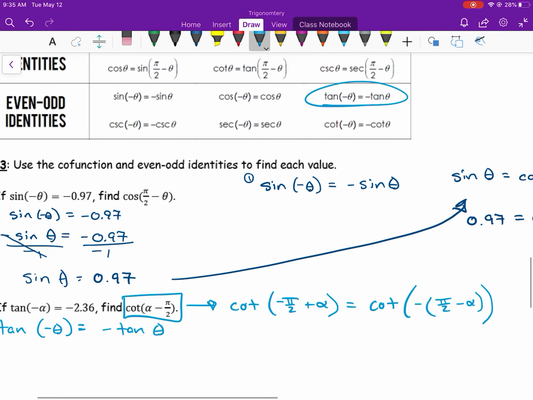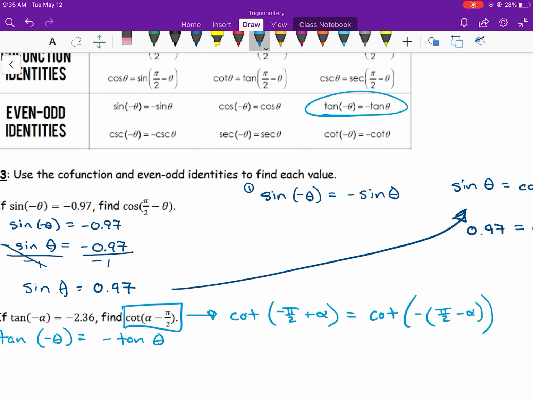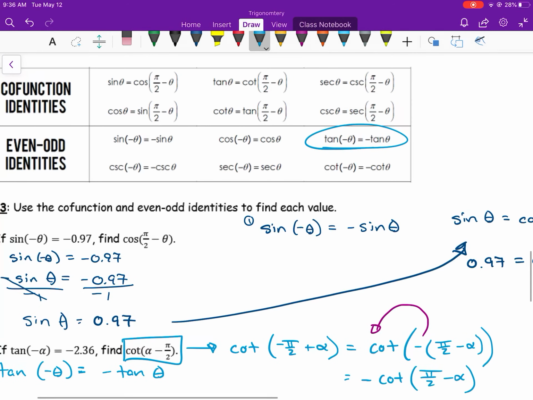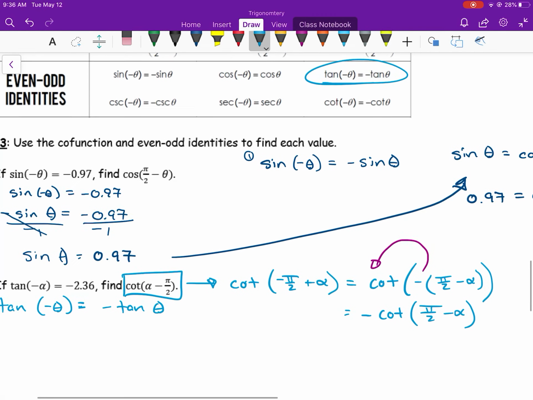Looking at that, if we pull this negative out, we're going to get negative cotangent of pi over 2 minus alpha. Okay, and then I need cotangent of pi over 2. So where can I see that? Right here.